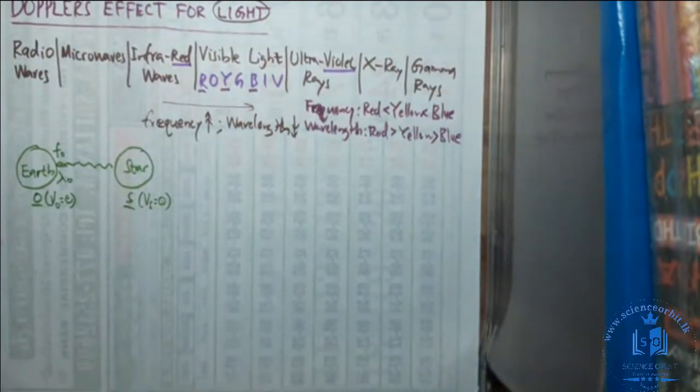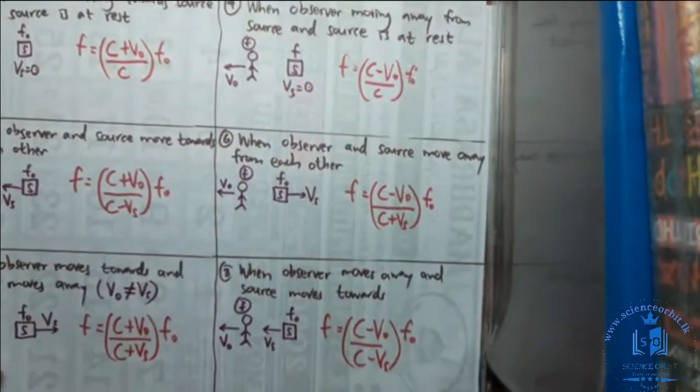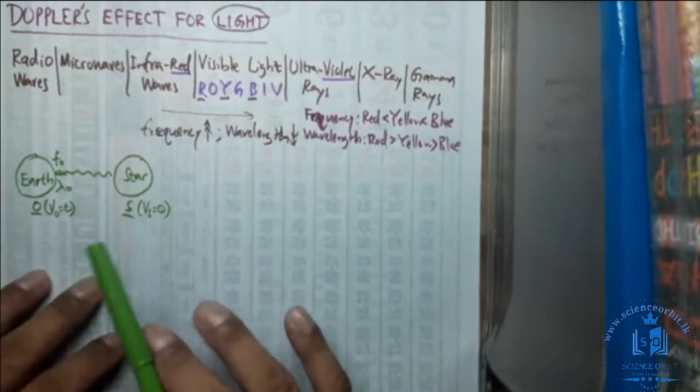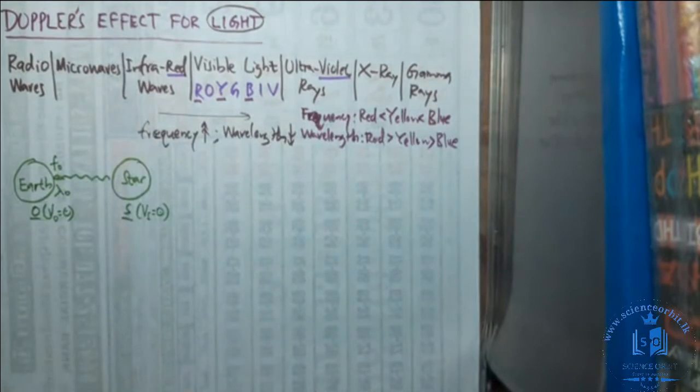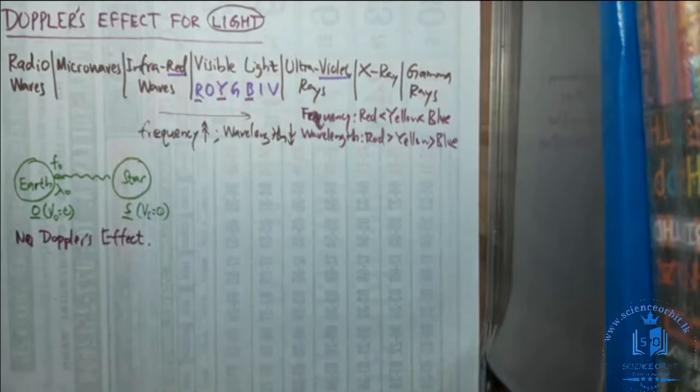When it comes to sound, we learnt about Doppler's effect. We compared the Doppler's effect based on the frequency, change in frequency. So this is the set of equations we studied. Okay, so it was completely based on frequency. But when it comes to light, we compare Doppler's effect based on wavelength. Now here there is no Doppler's effect. What's the reason? There is no relative motion between earth, that is the observer, and the star, that is the source. But sometimes the star might be moving towards earth. Okay, right. Then problem comes.